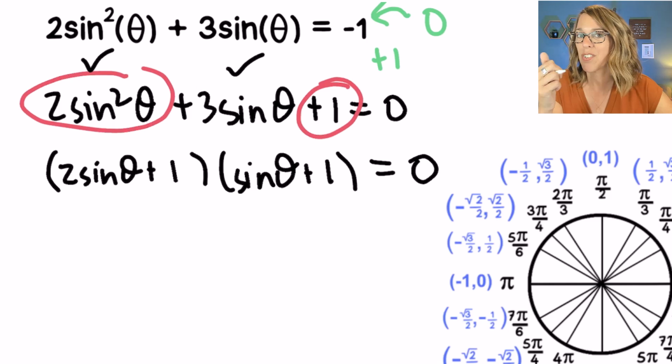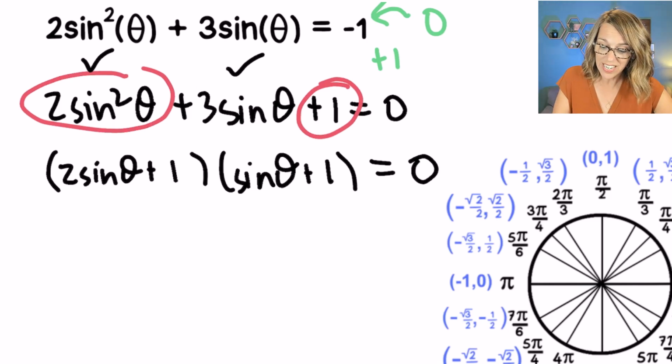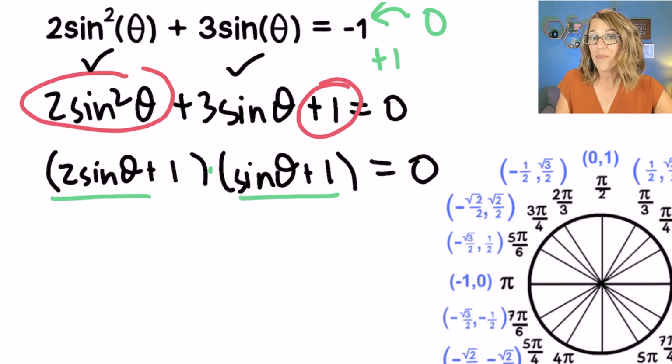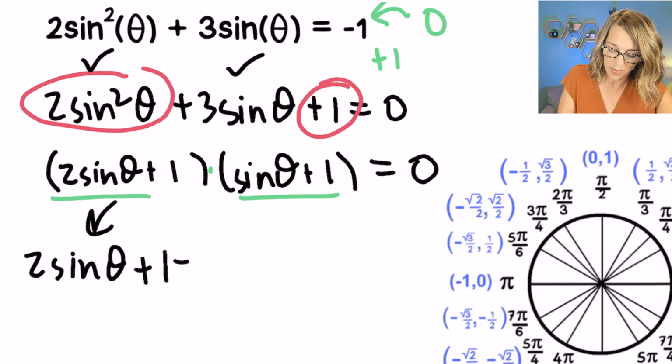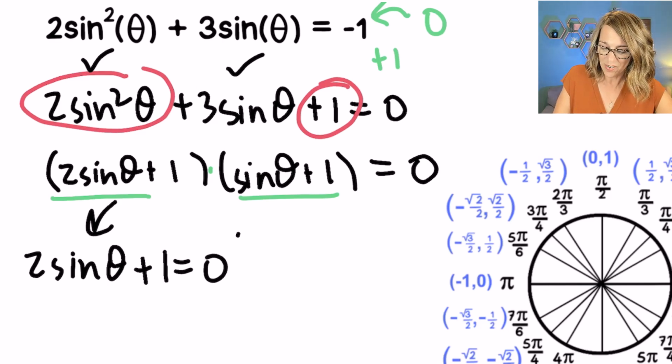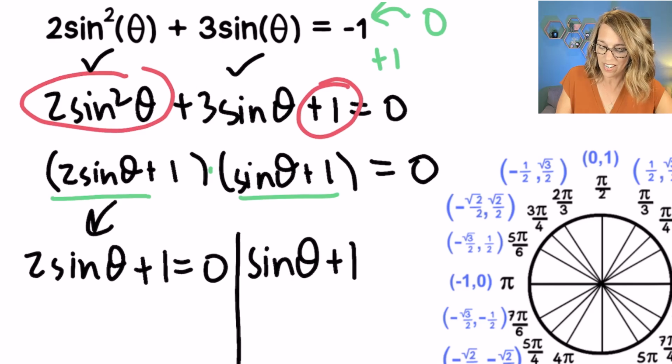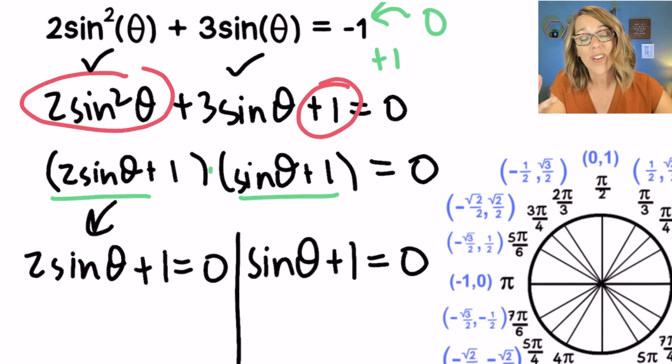So what we've done is to create a product, and it's the easiest product possible because I've got something times something equals 0. So I can take both of those somethings, 2 sine theta plus 1 equals 0, and the other one, sine theta plus 1 equals 0, and find all of my solutions from these. So I'm just solving these equations now separately.